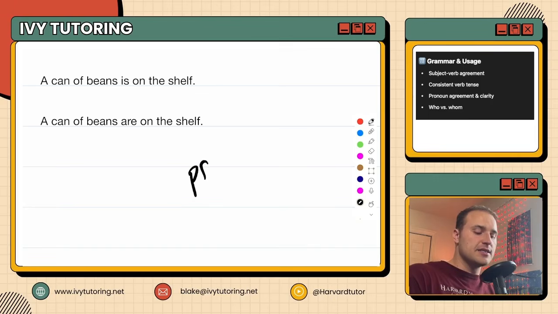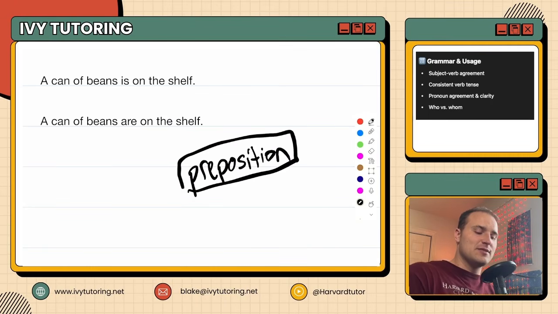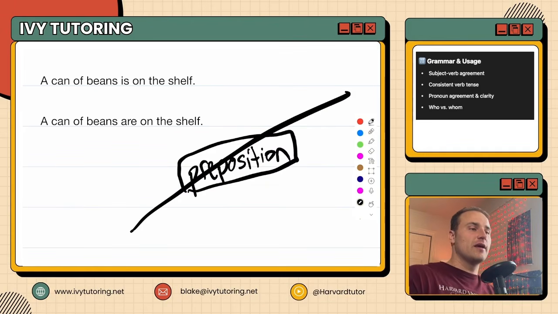Anytime you see a preposition, what do you do? All my ACT subscribers to my old channel will be screaming out loud right now, cross it out, okay? Let's do that. Let's cross out all the prepositions. Whoop, you're gone. Whoop, you're gone. Of beans, you're gone. Look at that. Look at how easy this is now.